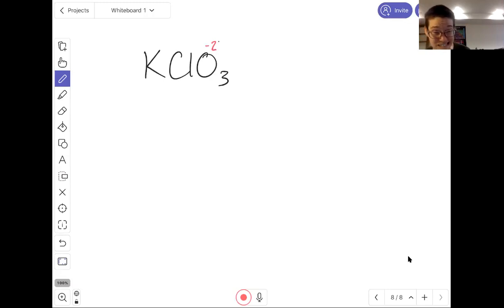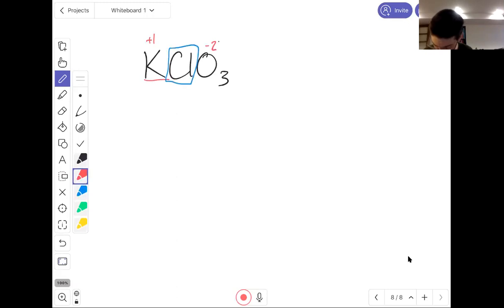Oh, is it potassium? It's the potassium. And that list of rules didn't say it explicitly, but your regular metals have their regular charge. So what is potassium's regular charge? +1. So that's its oxidation number. So then what we have to figure out is what chlorine is.